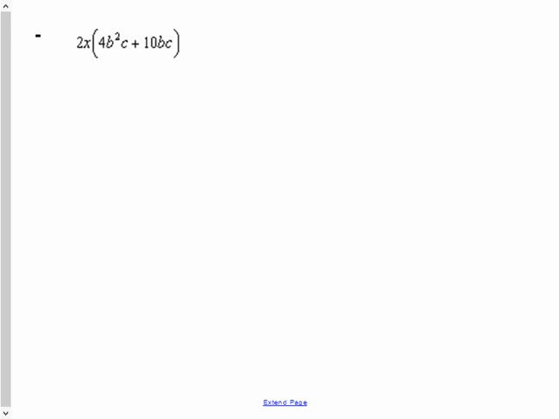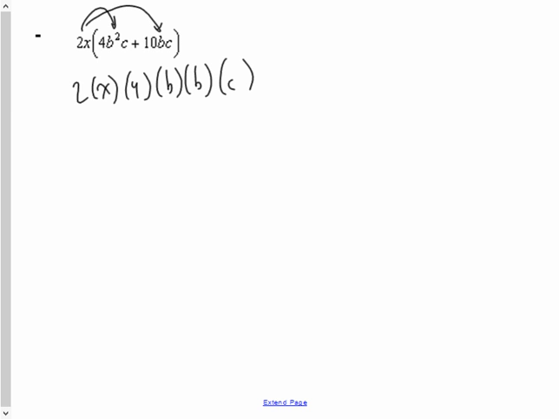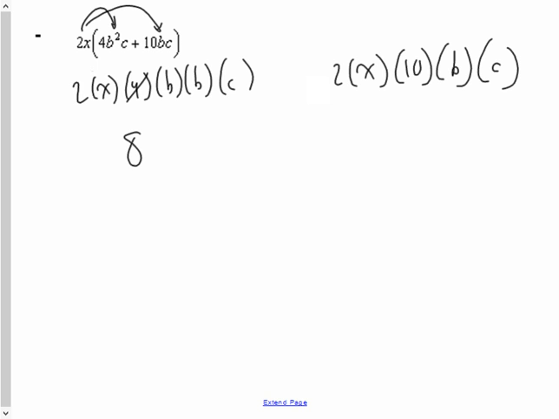Next question is a binomial multiplied by a monomial, so we need to use distributive property again. So 2 times x multiplied by 4 times b times c is the first one. Then 2 times x multiplied by 10 multiplied by b multiplied by c. So the first one I'm going to get 8 because that's going to take care of my coefficients. Now remember, keep them alphabetical. So x is not the next one. I'm going to do my b's, which is b squared, then my c, then my x.